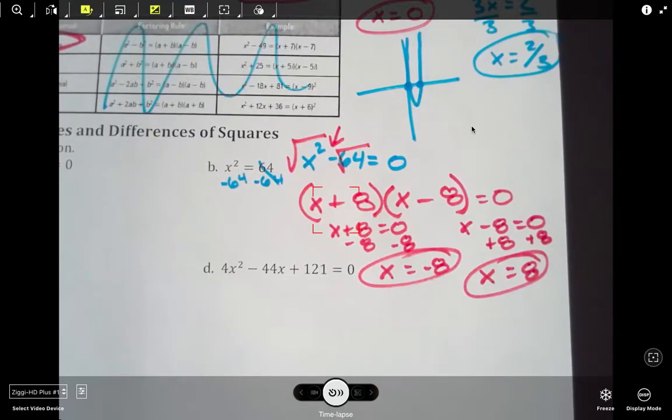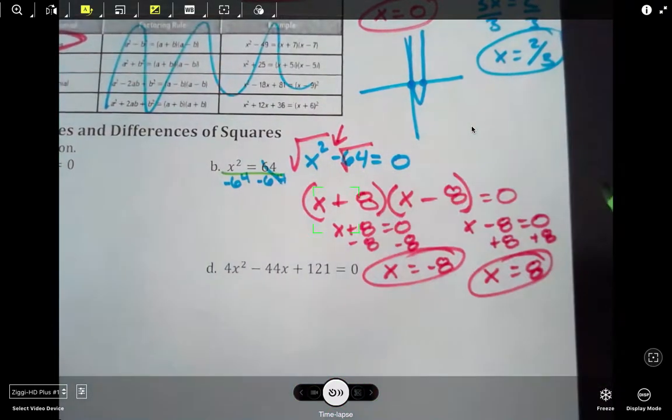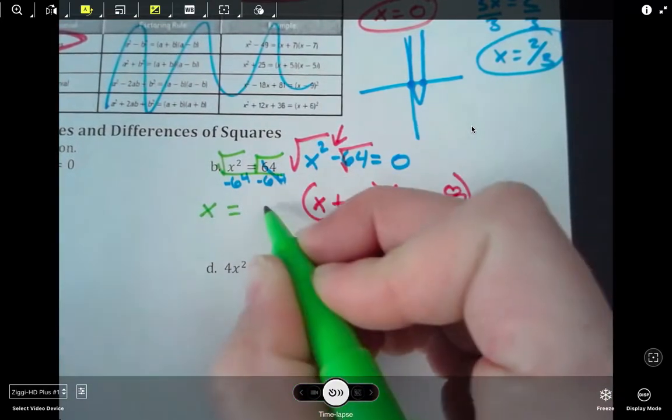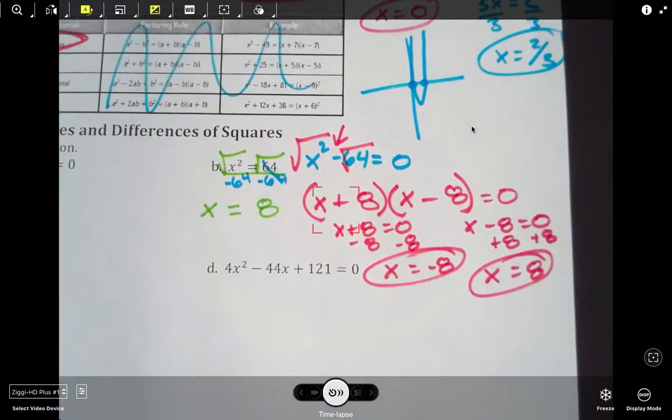Now, you guys are like, why did you do that? Why can't you just take this equation and take the square root of both sides? Because the square root of 64 is 8. You are more than welcome to do that. But the reason I like to break it down as a difference of squares is because I will never, ever forget to put the plus and minus in there. You can't forget plus and minus when you're doing difference of squares.